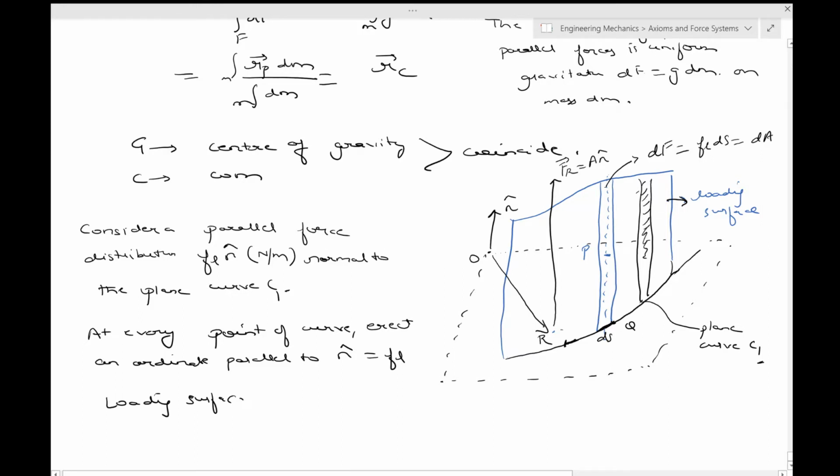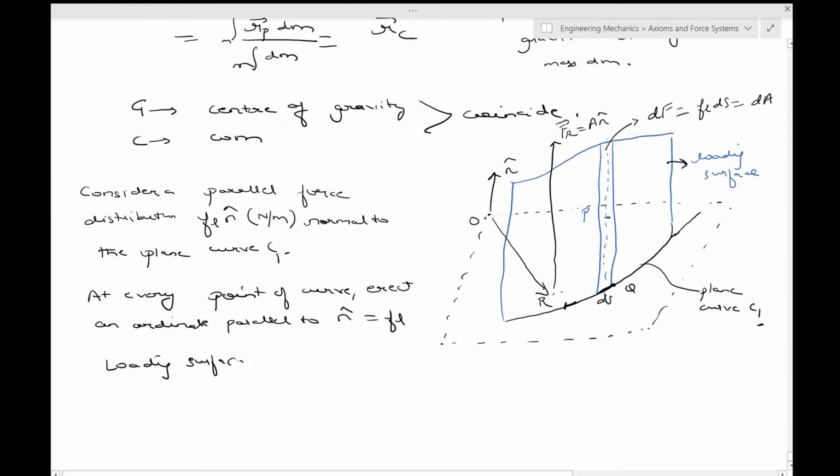So just to repeat again, this surface is just representing the loading. It's not a real surface as such, in the sense you can't keep anything on this surface. So loading surface, it is shown.